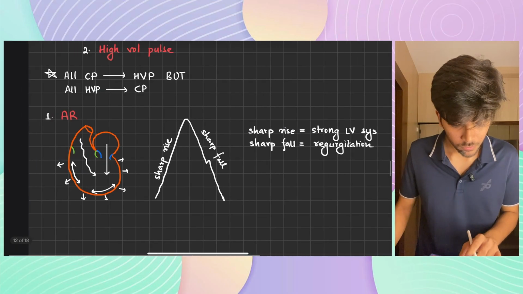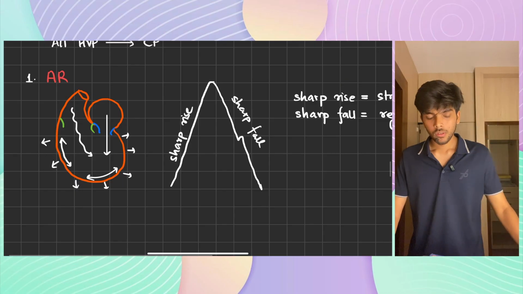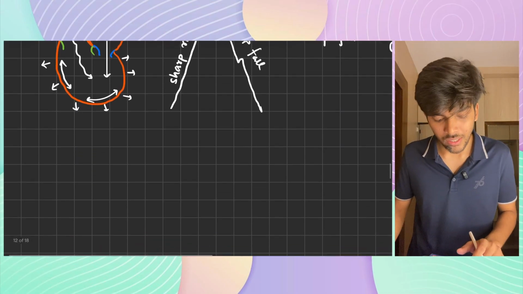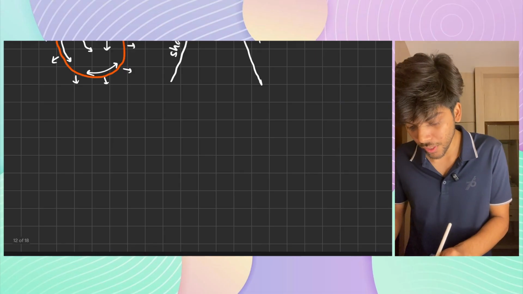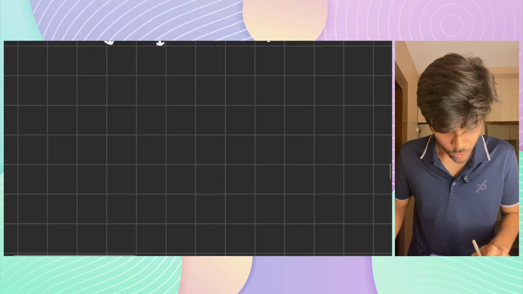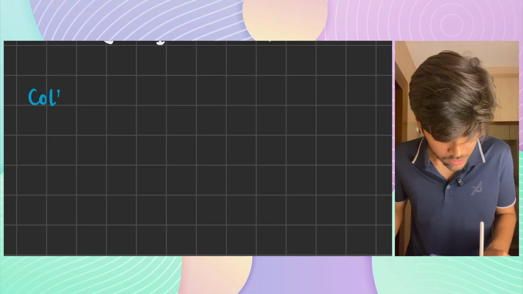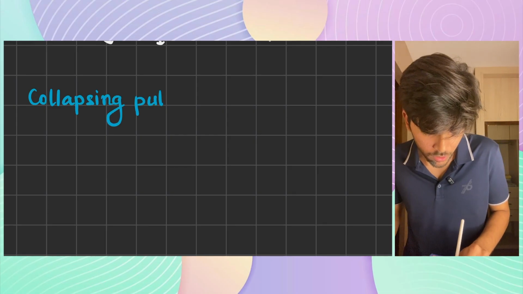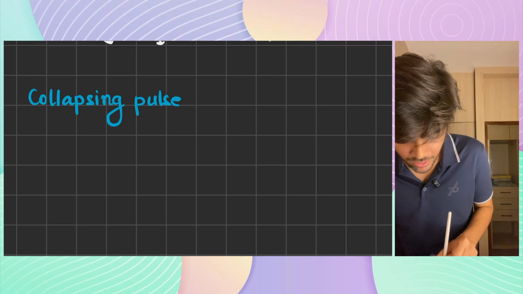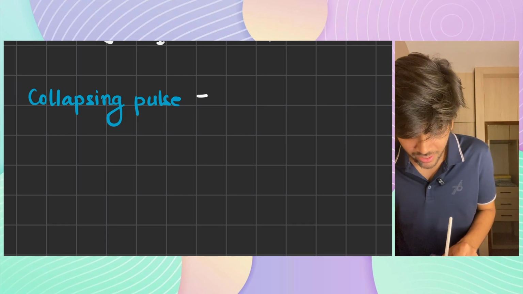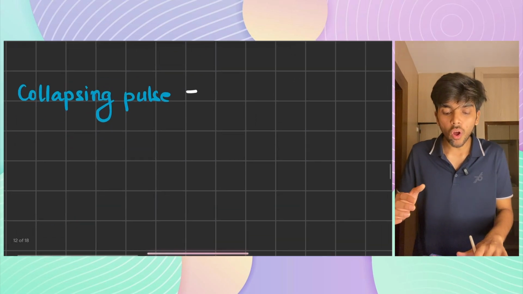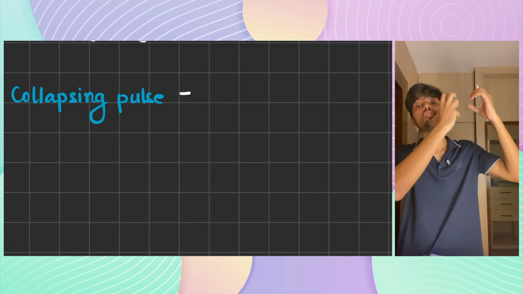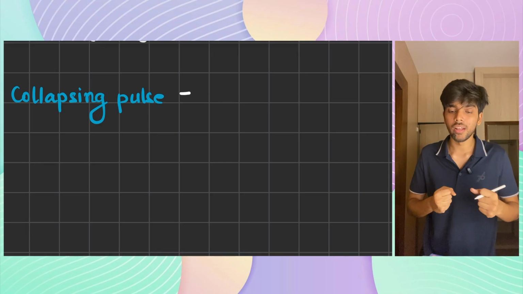Okay. All right. So that's the pulse waveform. Now, what are the various names given to it? Water hammer pulse is referred to as collapsing pulse because when the ventricle relaxes, there is a sudden drop in blood pressure as the blood falls back suddenly.